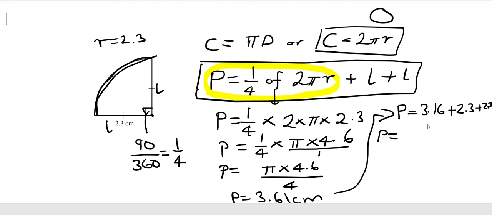So perimeter is equal to, I add all of these up, you can use a calculator for this, we end up with 8.21, our units are centimeters. Okay, so the perimeter of this whole shape to 2 decimal places is 8.21 centimeters.